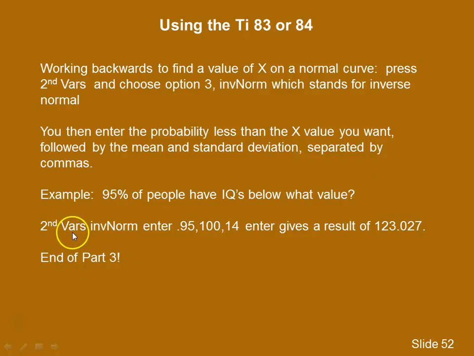Press second, VARS, inverse norm, enter. You want 95% below this value, so you put in 0.95, comma. The mean was 100, comma. 14 is the standard deviation. You should get a result of 123.027. That is, an IQ of 123.027 has 95% of the population less than that IQ value, assuming a mean of 100 and a standard deviation of 14.